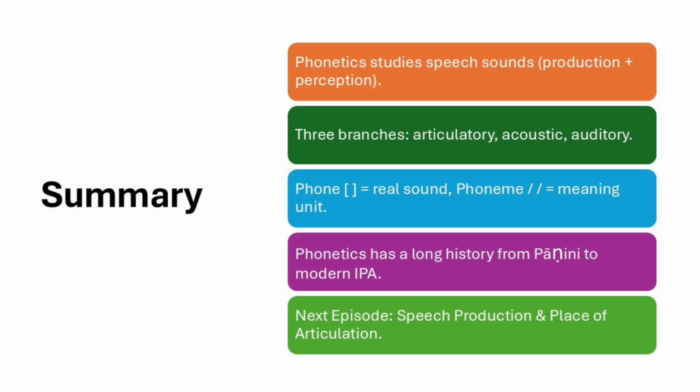Summary in closing. Now let's summarize episode 1. Today we learned phonetics is a branch of linguistics that studies speech sounds. It studies sound production and sound perception. It includes both spoken languages and sign languages. Phonetics has 3 main branches: articulatory phonetics, acoustic phonetics, and auditory phonetics. A phone is a real sound written in square brackets. A phoneme is an abstract unit written in slashes, and it can change meaning. Phonetics is an old field starting from Sanskrit scholars like Panini and later developed strongly in modern times.